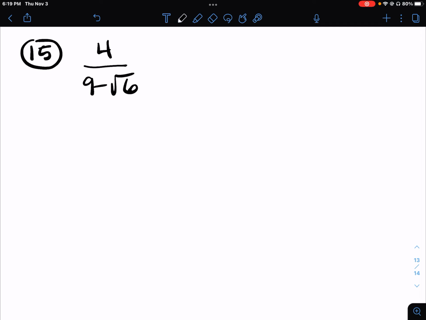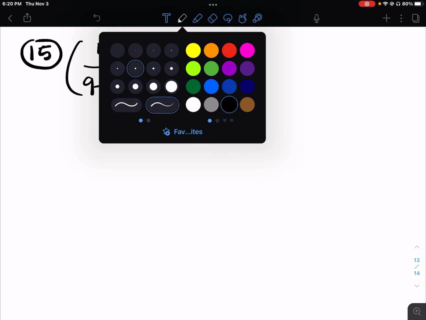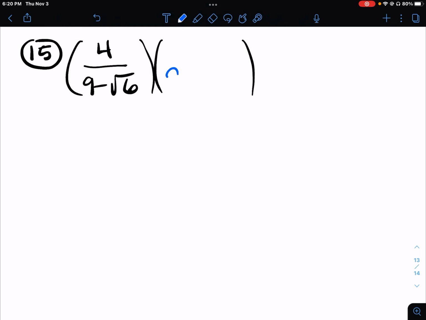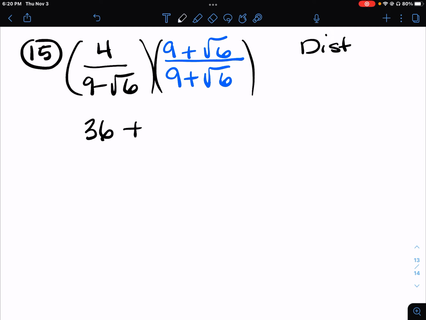Okay, here it says to rationalize the denominator, which means we're going to make the denominator be a whole number. What we do here is multiply by the opposite of the bottom. Okay, the opposite of minus is plus. So now we distribute the 4 on top. And 4 times 9, 4 times the square root of 6.